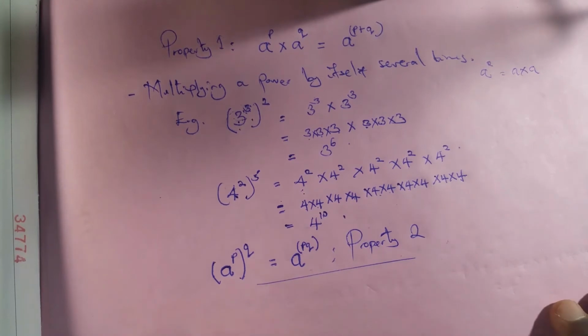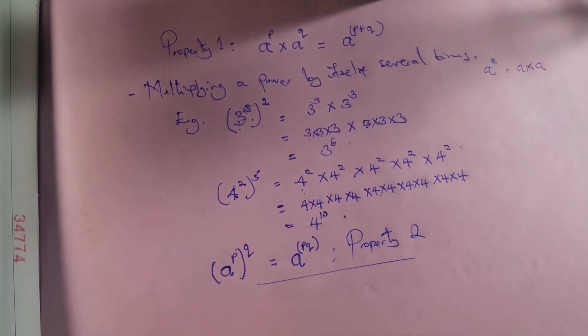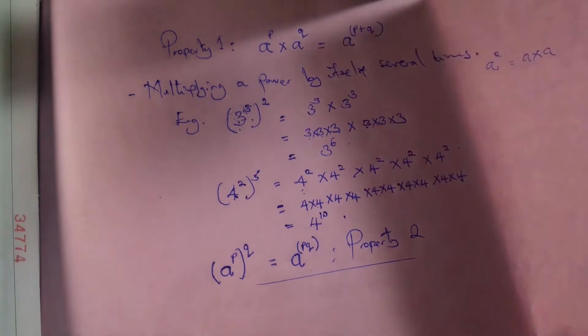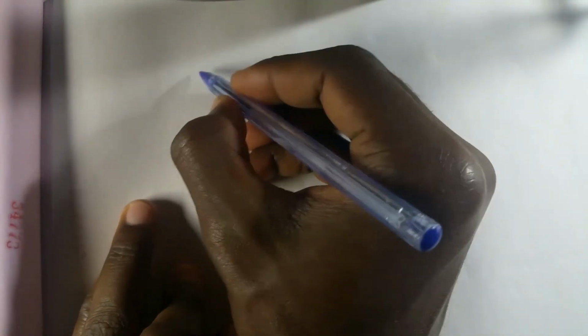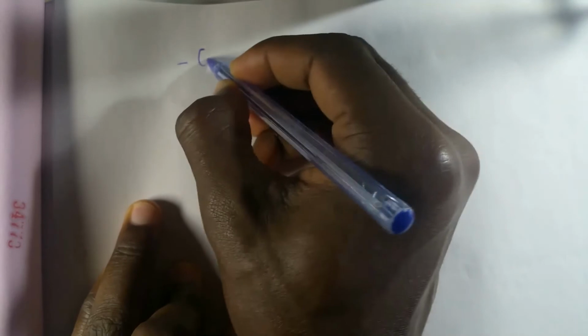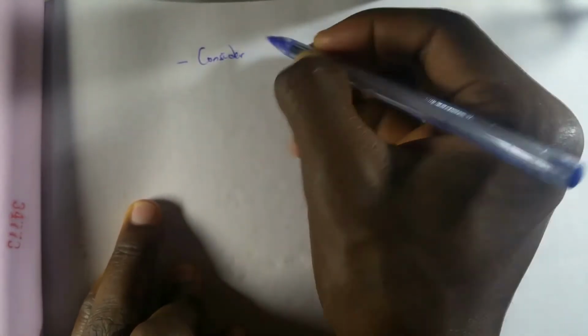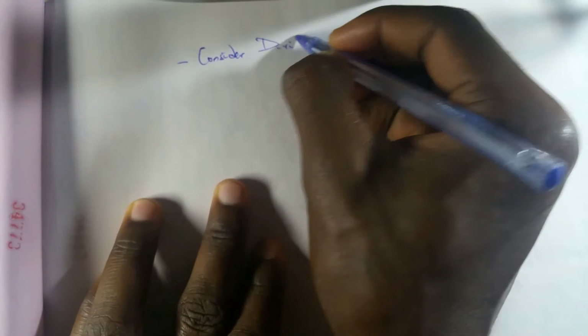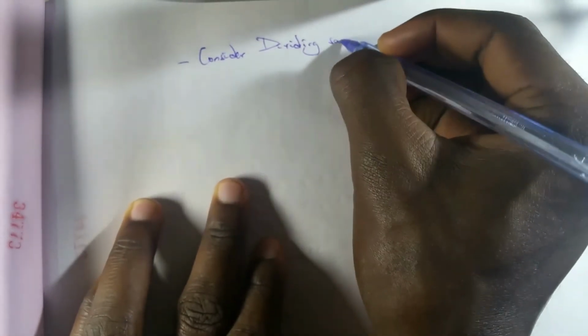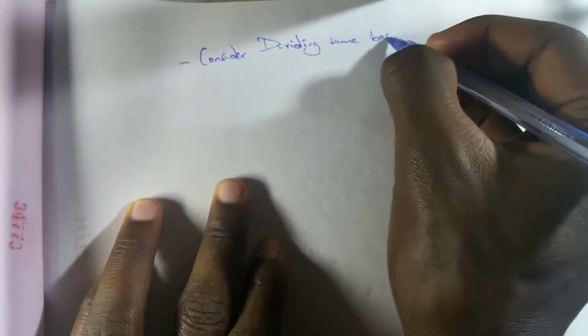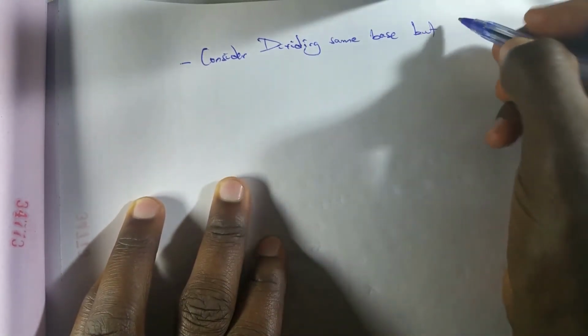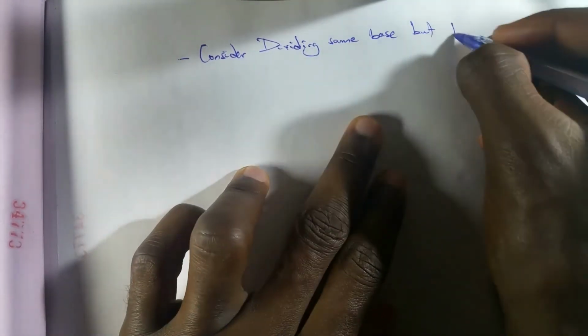Now we can check another one, under division. Let's try to get to our next property. We are going to consider dividing powers of the same base but different powers.